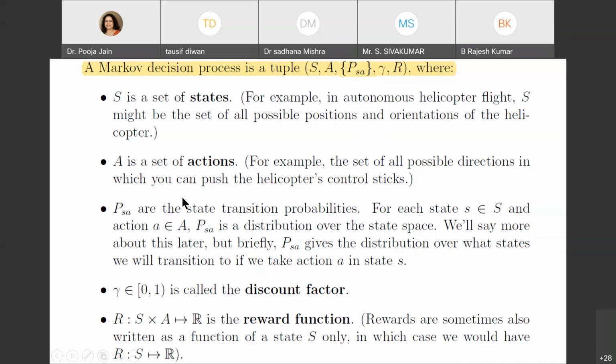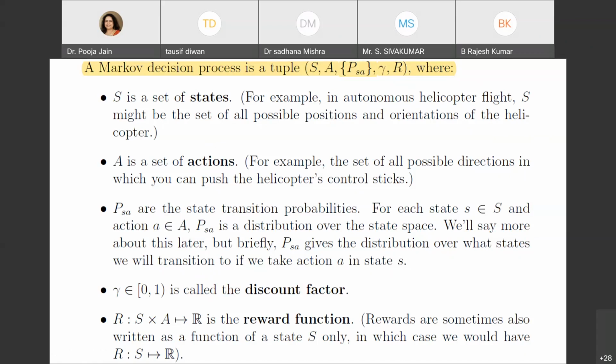A is nothing but the set of actions. This is the second entry in this tuple. It is just a set of actions: whether you are taking a left turn, a right turn, up and down. These are all the actions. Based on the performed action, you will move to the next state. P_SA is the set of transition probabilities. What is the meaning of this? When you are at state S, what is the probability that you will perform action A? This is nothing but a transition probability.